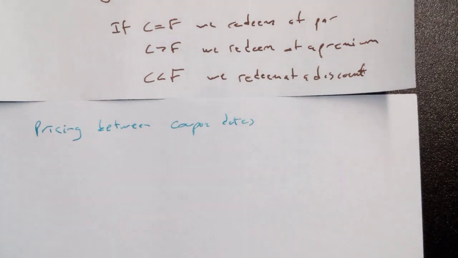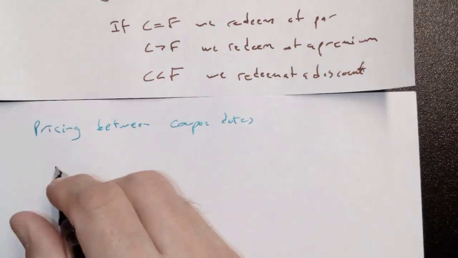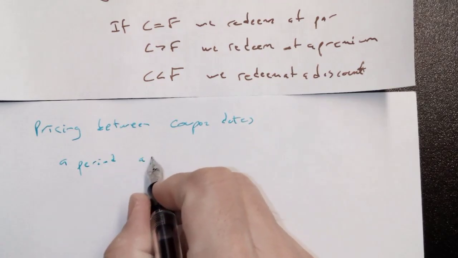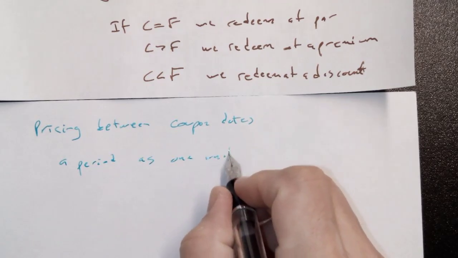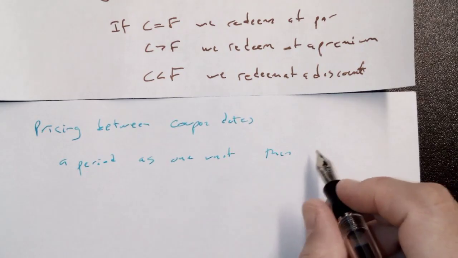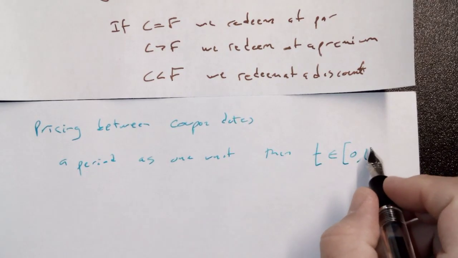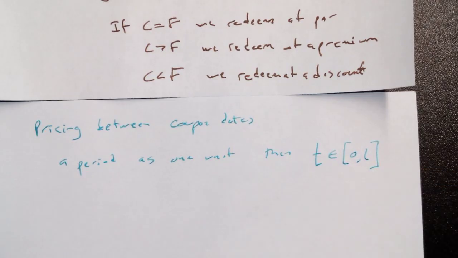So let's think of one period as a unit of time. Normally, this is 6 months. It could be a year, but normally this is 6 months. If I think of a period as one unit, then I can think of the fraction, a number between 0 and 1, of the period as I've gone through.